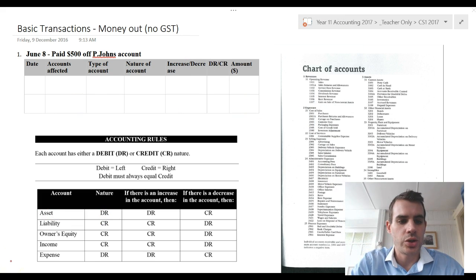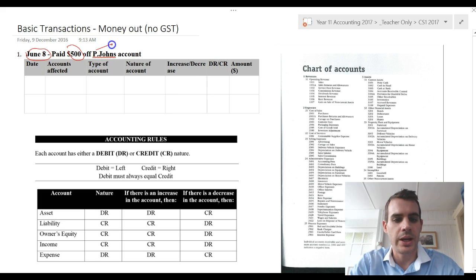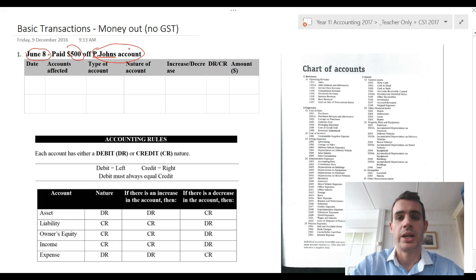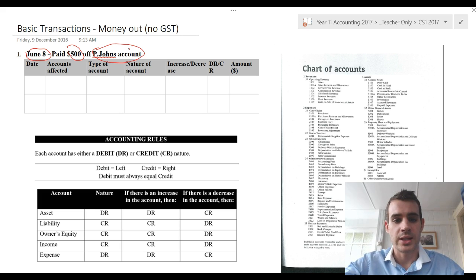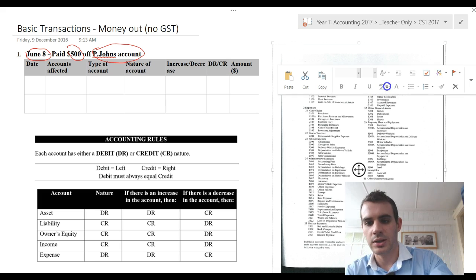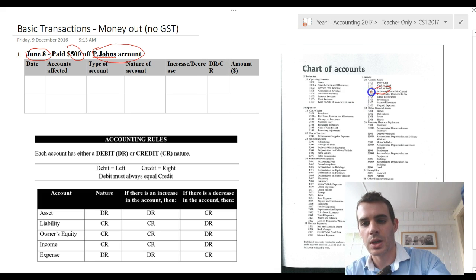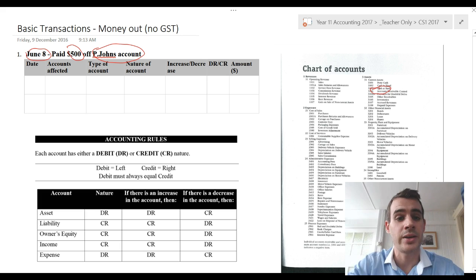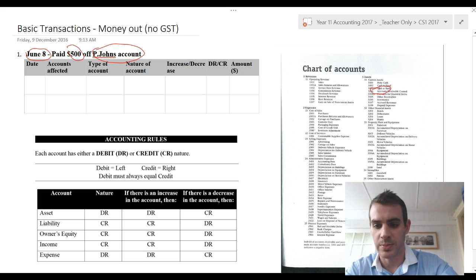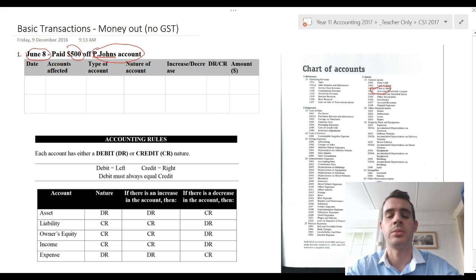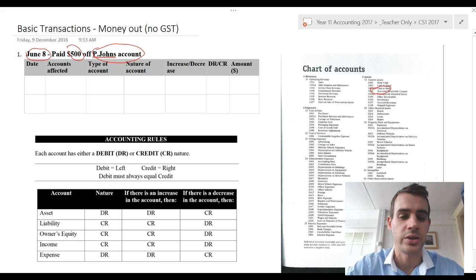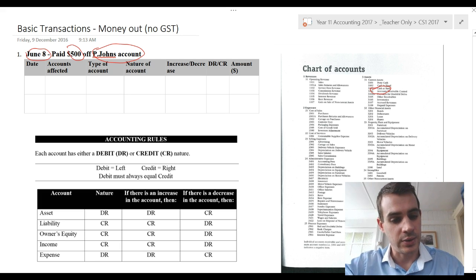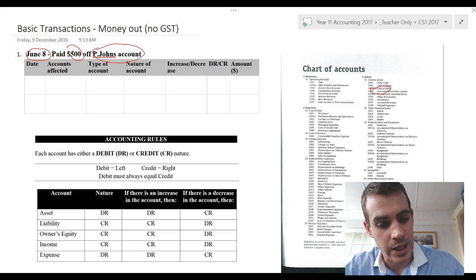This transaction on June 8, we paid $500 off P. John's account. So we owed P. John's a certain amount of money and we paid $500 off that. So the two accounts affected here. Firstly, we're going to have our cash at bank affected because we've paid a certain amount of money, $500. The other account affected is our accounts payable. So accounts payable, we've reduced the amount of money we owe to P. John's. So let's have a look at this in our table.